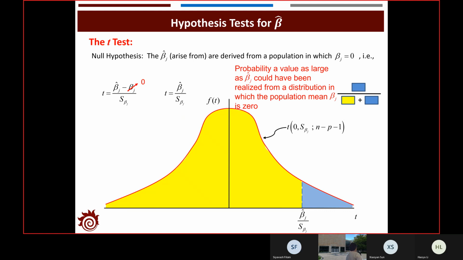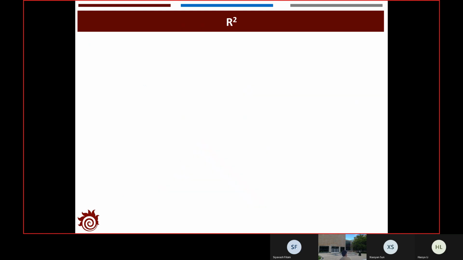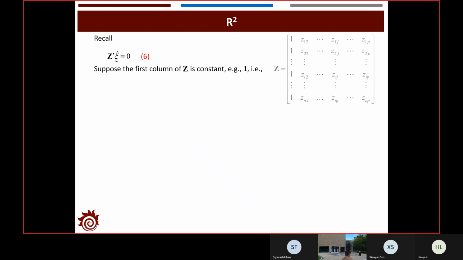So that's the part about the hypothesis test. Another variable we need to think about is the R square. This one will tell you how good your model is. It's basically a measurement of the goodness of fit of your model. So here I'm going to show you how we define the R square for the multivariate linear regression. We can get a definition from equation 6 we derived previously.